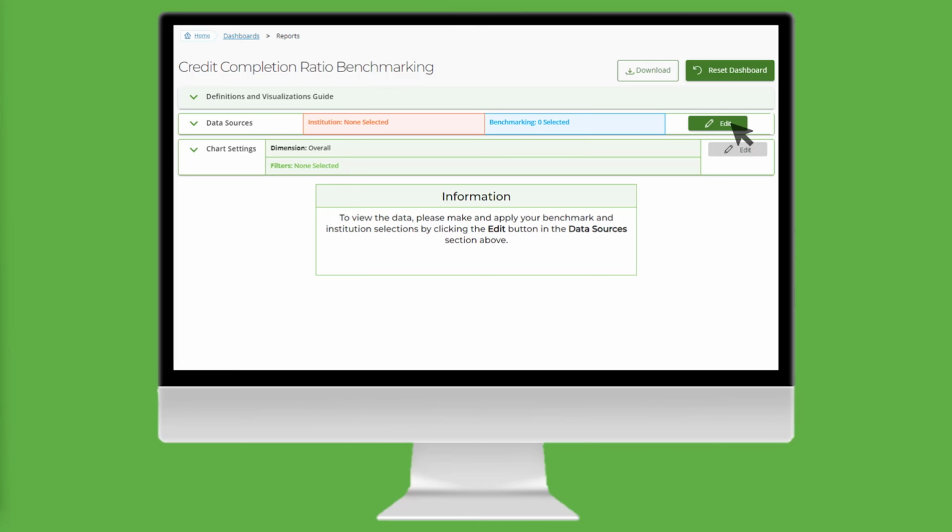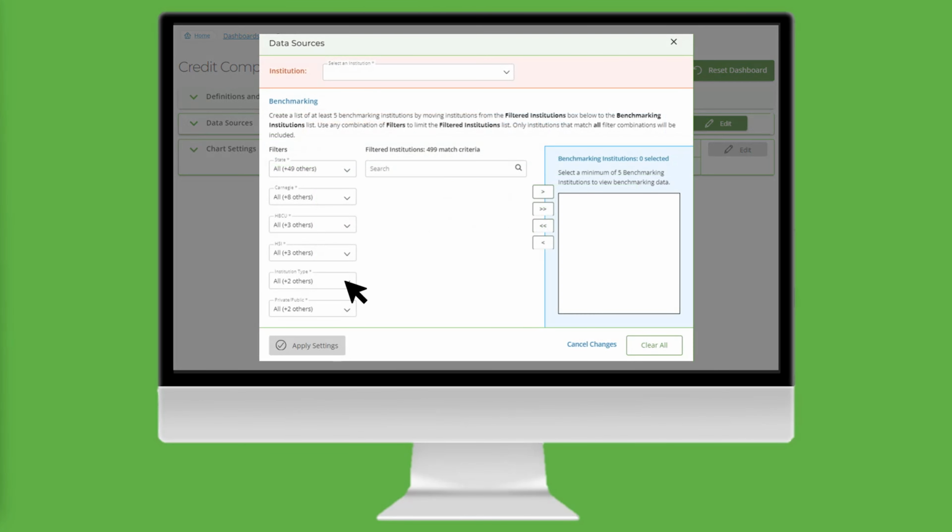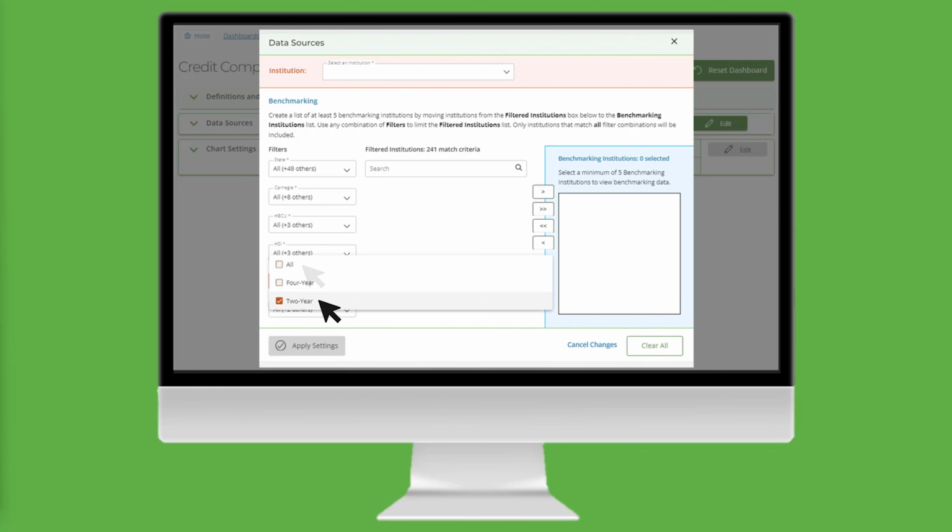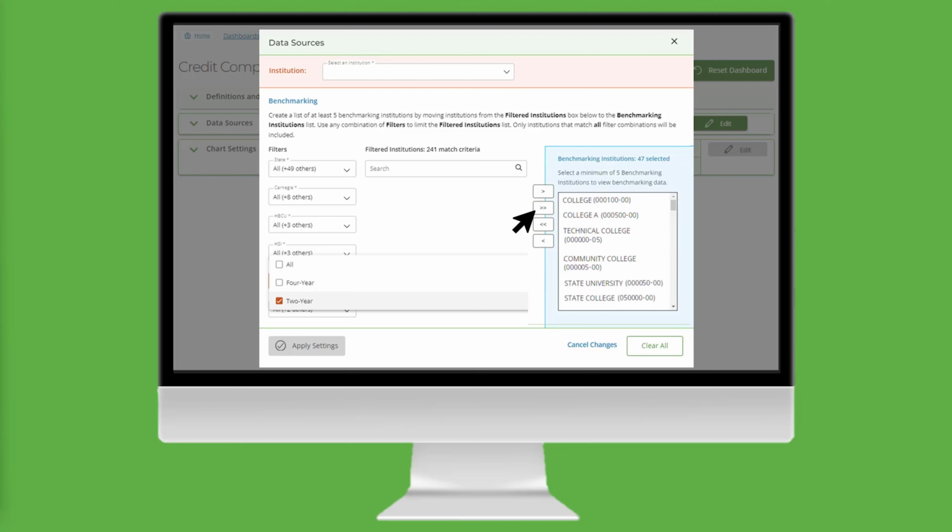First, Ram needs to choose the institutions he'd like to benchmark against. Ram would like to benchmark against all two-year institutions that are active on the PDP. Under the institution type dropdown, Ram deselects all and selects just two-year institutions, and then clicks the double arrows to move all two-year institutions into the benchmarking institutions box. Then, he clicks Apply Settings.